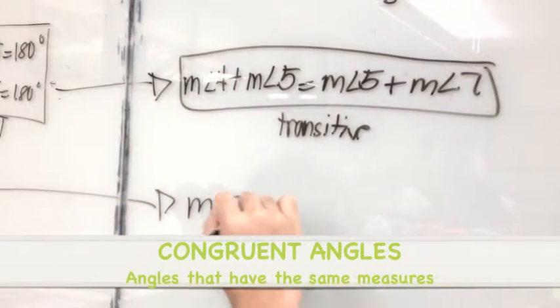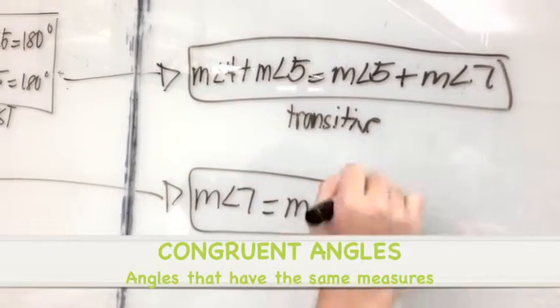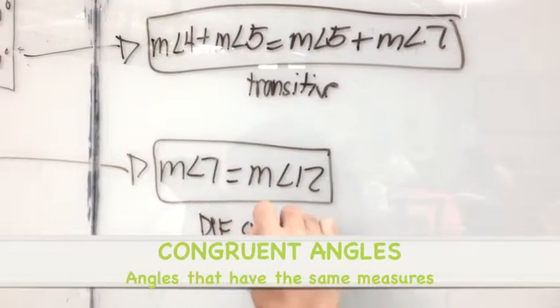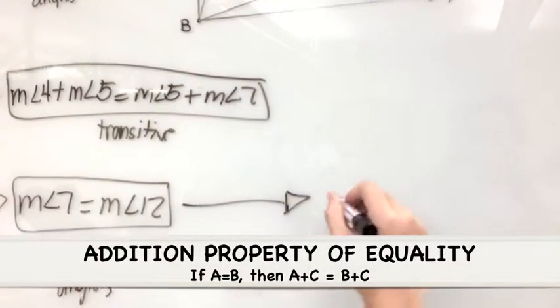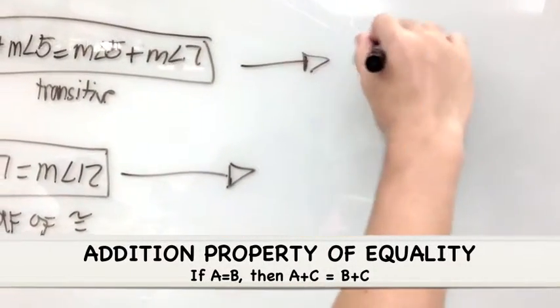Measure of angle 7 equals the measure of angle 12. These are congruent angles. Congruent angles are angles that have the same measures. The measure of angle 4 equals the measure of angle 7.